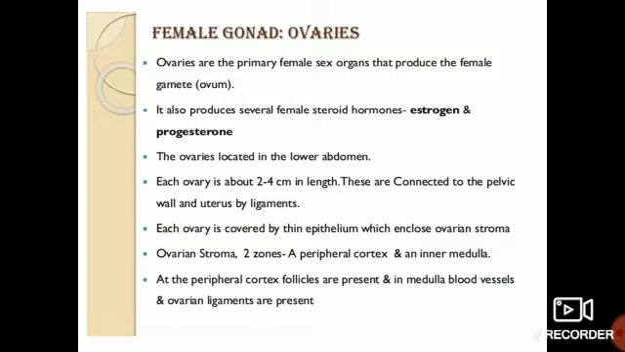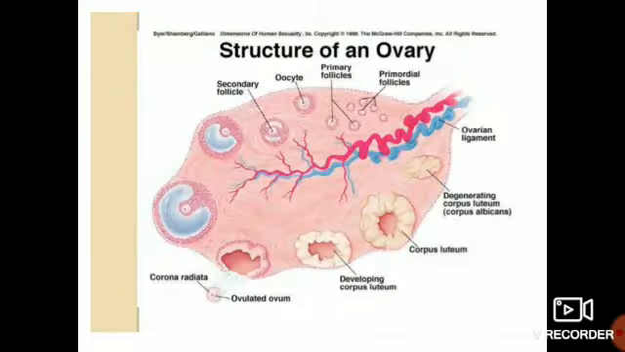So, inside the medulla, which is the innermost region of the ovarian stroma, blood vessels are there and the ligaments are there to hold the structure in position. And the follicles are present in the peripheral cortex, that is the outer region of the stroma. Here we will be seeing the cross-sectional view of an ovary, most probably a mammalian ovary. Here we can see at the periphery region, as we have discussed in the previous slide, you will be finding the follicles.